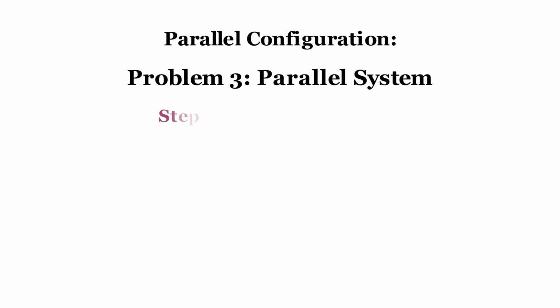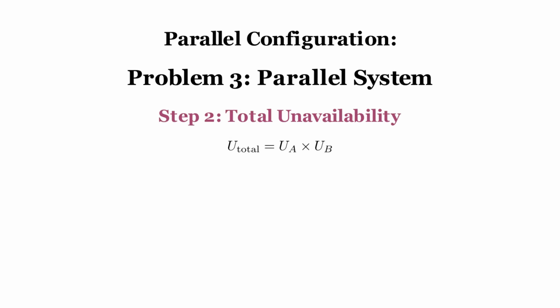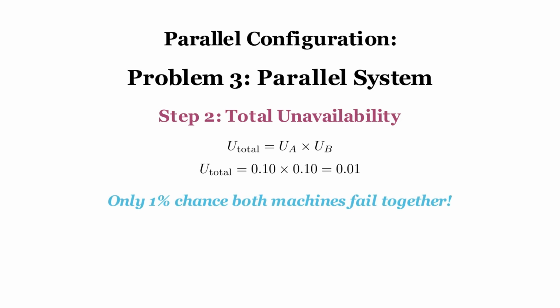Step 2. Calculate total unavailability, the probability that both fail together. U total equals U sub A times U sub B. U total equals 0.10 times 0.10. U total equals 0.01. Only a 1% chance both machines are down simultaneously. That's the power of redundancy.